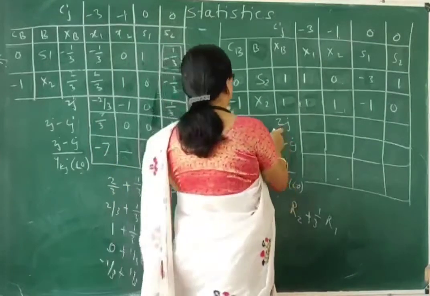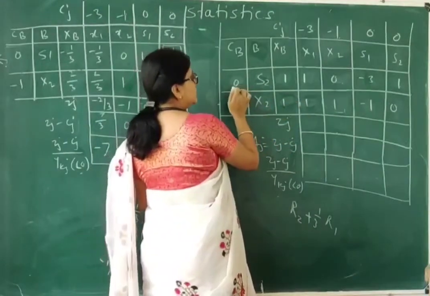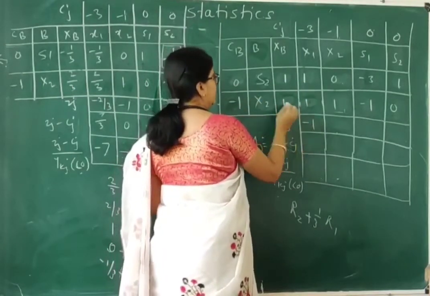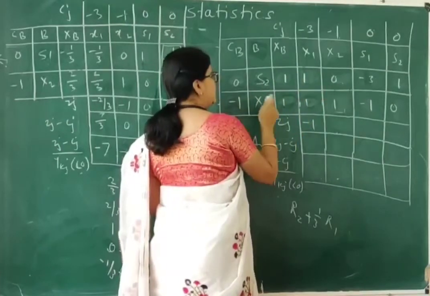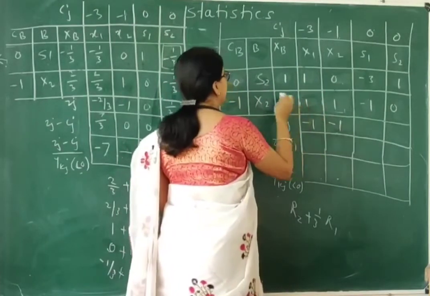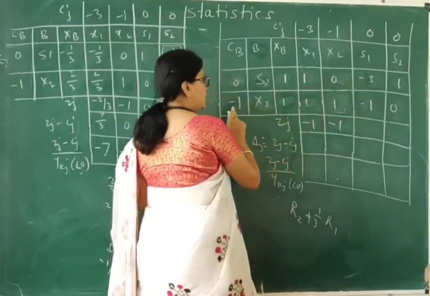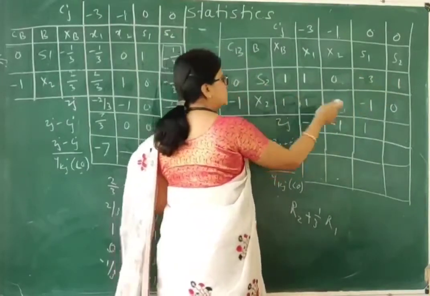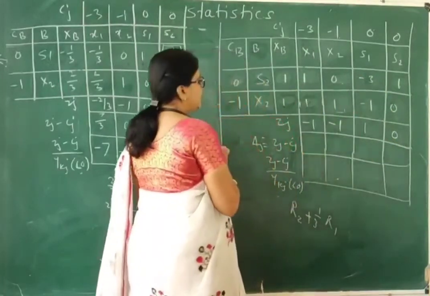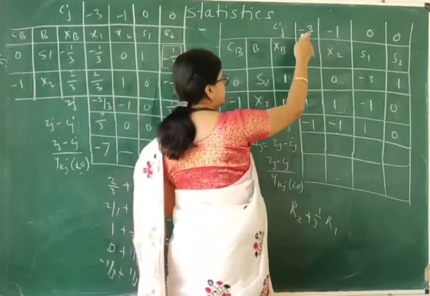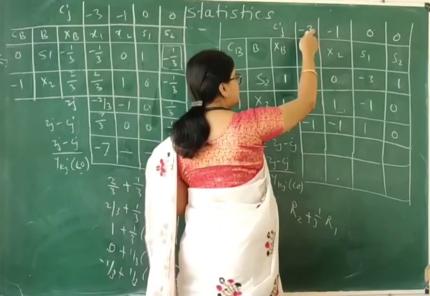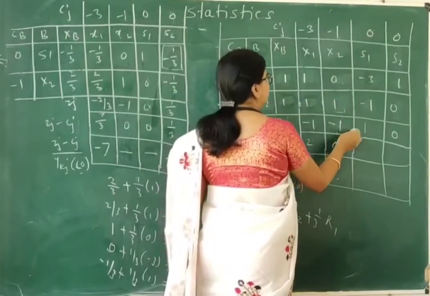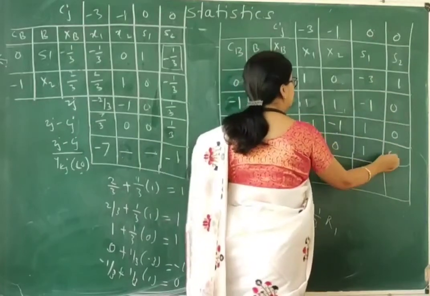Now let me find Z. So Z in CBA. Since the value is 0, 0 into 1, 0, minus 1 into 1, it is minus 1. Then 0 into 0, 0, minus 1 into 1, it is again minus 1. Then 0 into minus 3, 0, minus 1 into minus 1, plus 1. Then 0 into 1 gives me 0, minus 1 into 0 gives me again 0. Now let me find Z minus C. So minus 1, minus 1 plus 3 is 2. Then minus 1 plus 1 gives me 0. Then 1 minus 0, 1, 0 minus 0, 0.